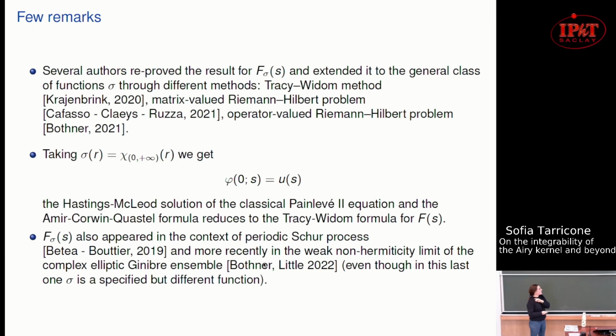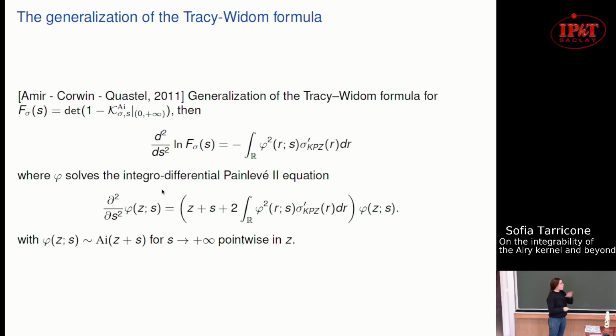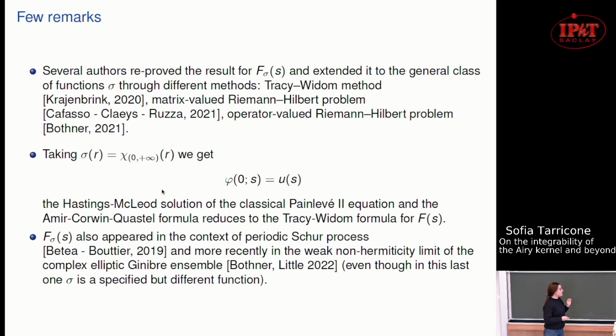So this result that I just showed, that I will call for the rest of the talk a generalization of the Tracy-Widom formula, has been proved for the general class of sigma functions that I showed you before. So not just for the sigma KPZ, the specific function appearing in the work of Amir, Corwin and Quastel, but for a large class of weight functions and through many different methods.